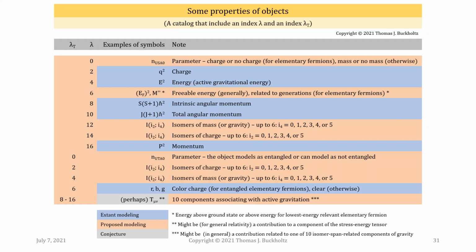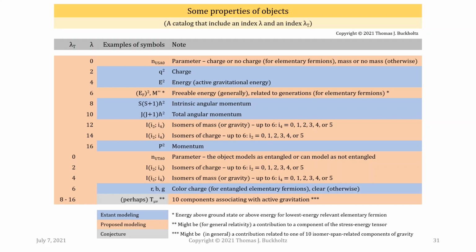Here the parameter lambda indexes properties, such as charge and mass, that the modeling associates with so-called spatial aspects. For lambda equals 2, 4, 6, and 8, lambda associates with twice the spin of a G-family force. The spatial aspects include notions related to isomers.